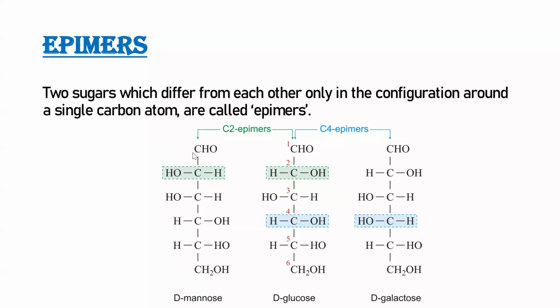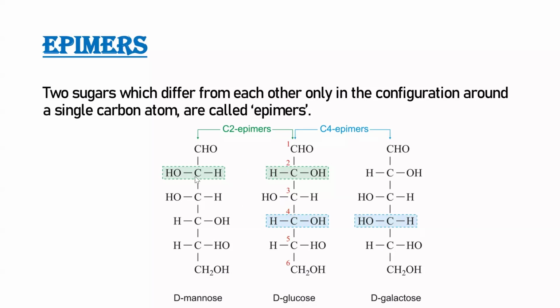So now let's look at these two different compounds. Look at D-mannose and D-galactose. What is the difference between D-mannose and D-galactose? D-glucose and D-mannose are epimers of each other. They are carbon 2 epimers.